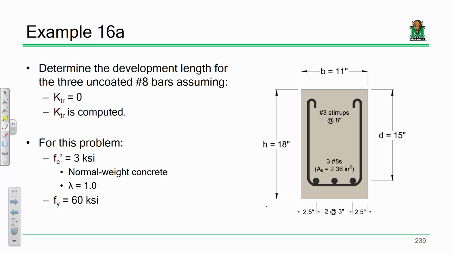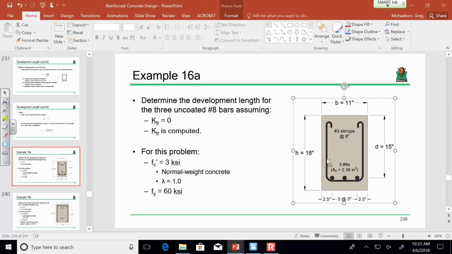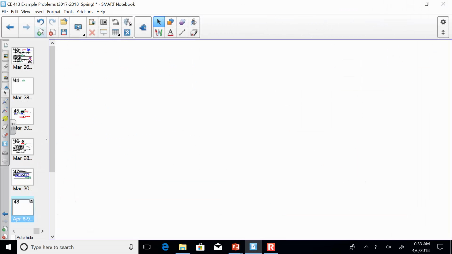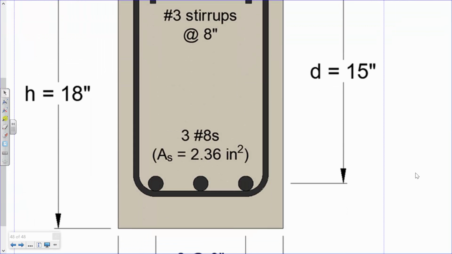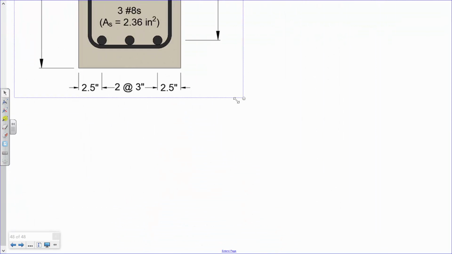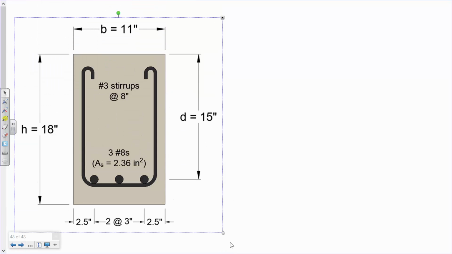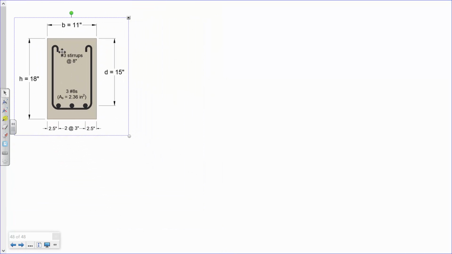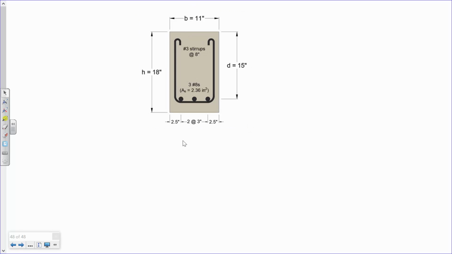I'm actually going to be lazy and copy this image over to our notebook. Oh. Oh, my goodness. And this is what, 16A?